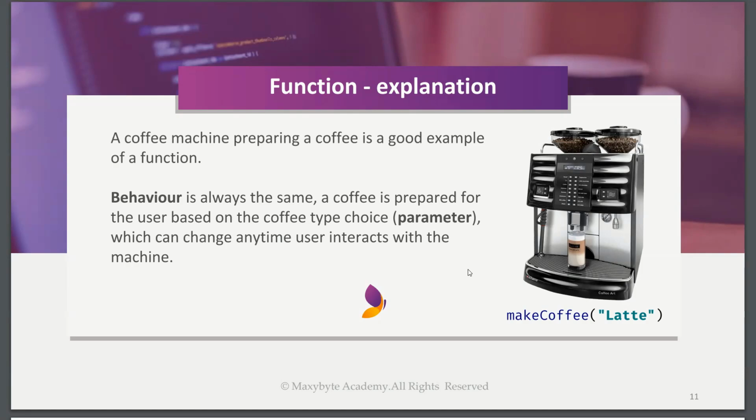Behavior is always the same. A coffee is prepared for the user based on the coffee type choice, and the type choice is the parameter, as we already mentioned, which can change any time the user interacts with the machine. So if you take lactate today, you can take cacao tomorrow. The same thing is applicable to a function. If I print my name today, I can decide to print your name tomorrow. But the print function will still do the job of printing. It will not go away from printing, but it depends on the choice that I make. So that's basically the function explanation.